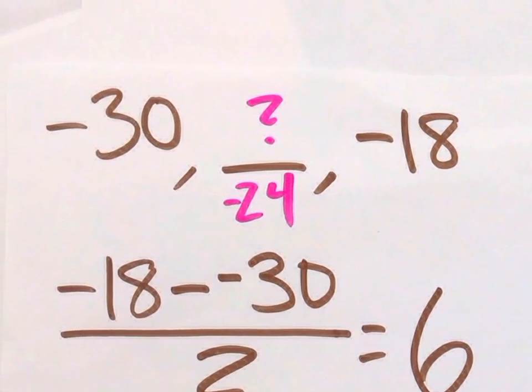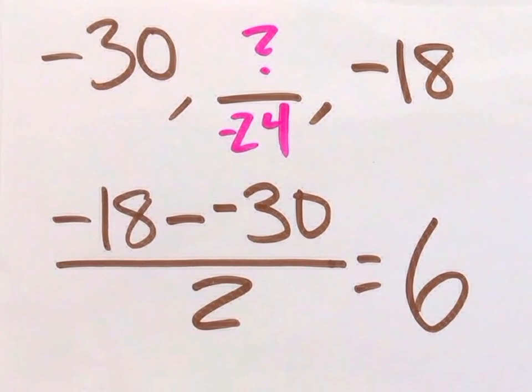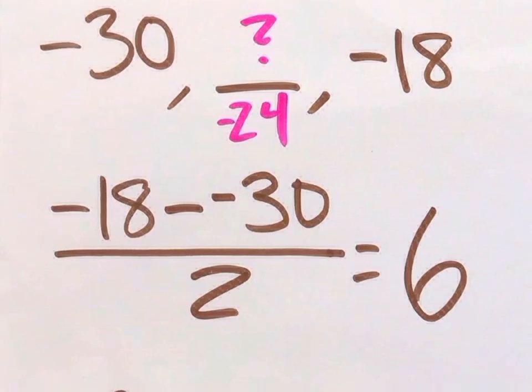Let's pretend we've got a sequence with three terms: negative 30, something, and negative 18. What we can do is take this last term and subtract the first term. So it's going to be negative 18 minus negative 30. Because there are two spaces between the first term and the last term, we're going to divide by 2. I often simply count the commas, and that's going to result in 6. So then we can use this common difference, positive 6, and add 6 to negative 30. Negative 30 plus 6 is negative 24. Negative 24 plus 6 is negative 18. This is the common difference.